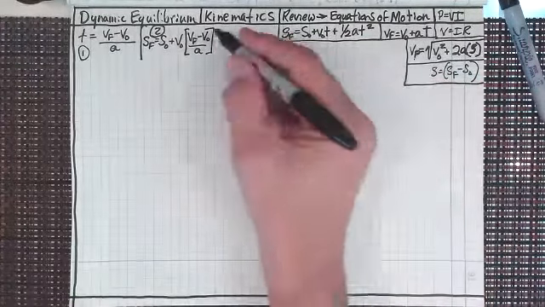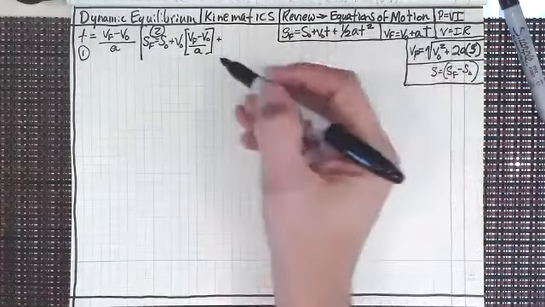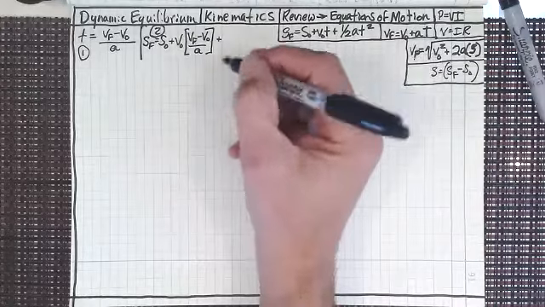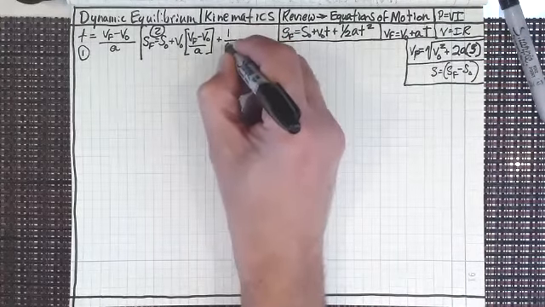So we've then got plus. Now I've got 1/2, right? So 1 divided by 2.